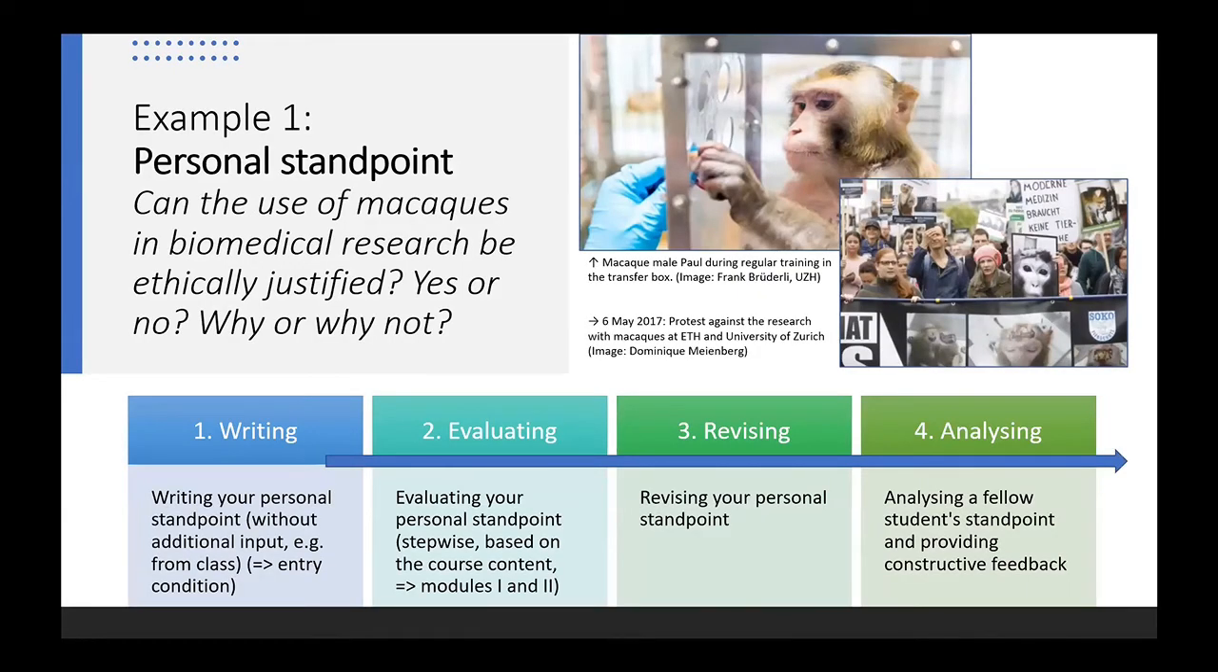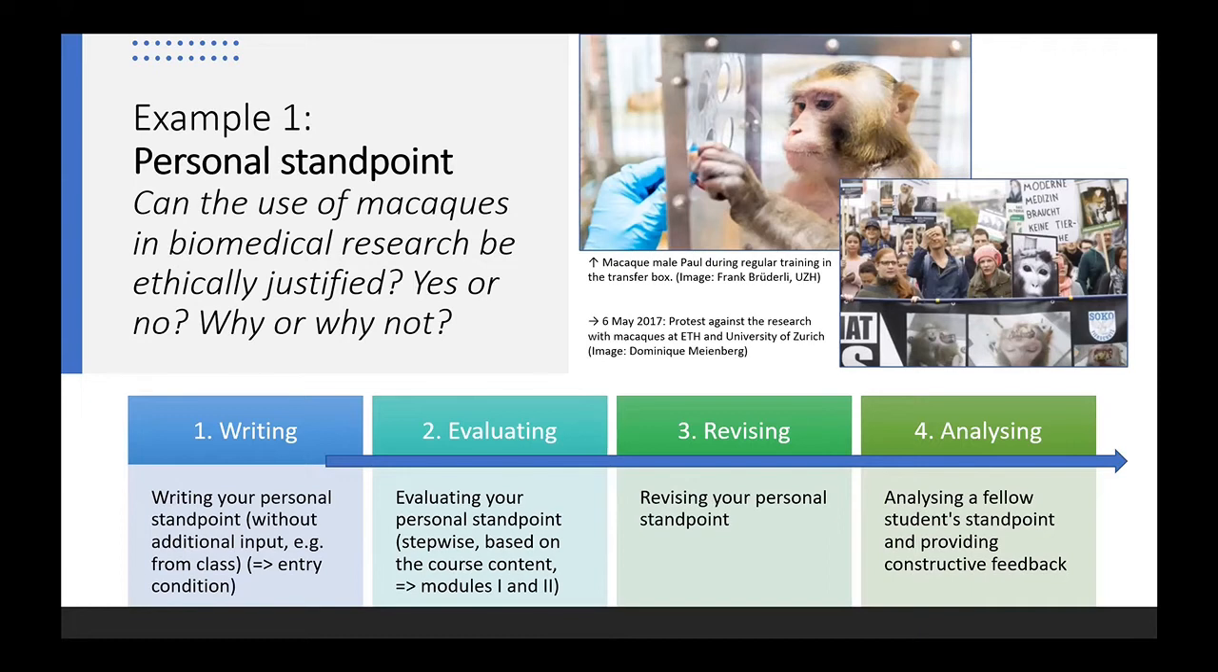Personal standpoint is actually a task that students need to do before the course is even starting. They need to write their standpoint on the question, can the use of macaques in biomedical research be ethically justified? Yes or no, why or why not? So they have to hand in their written standpoint at the very beginning or even before the course is started.